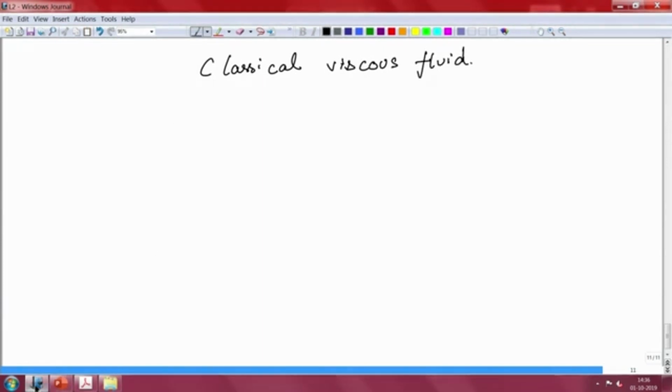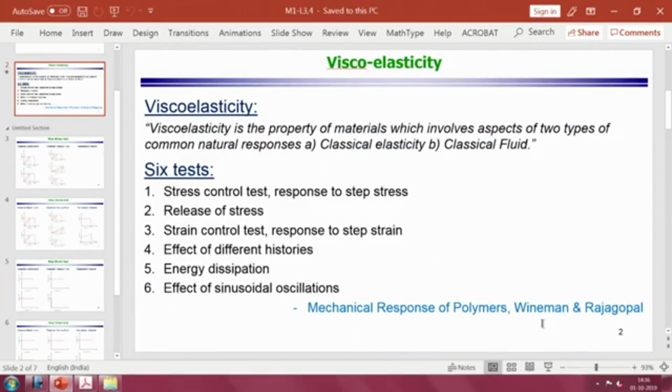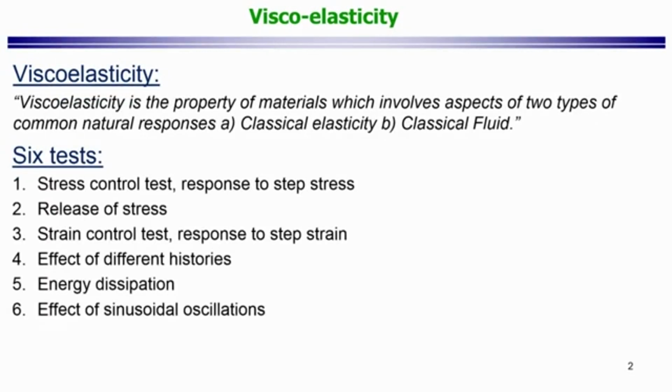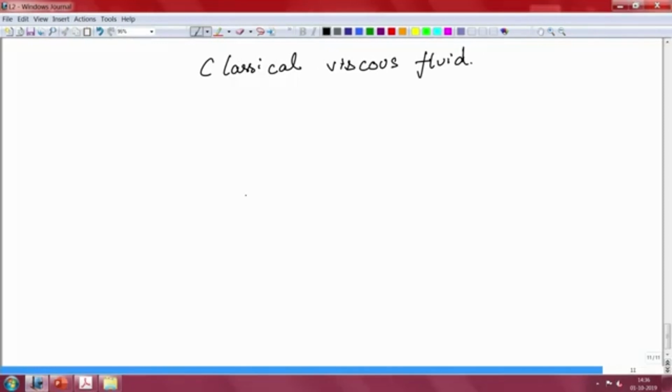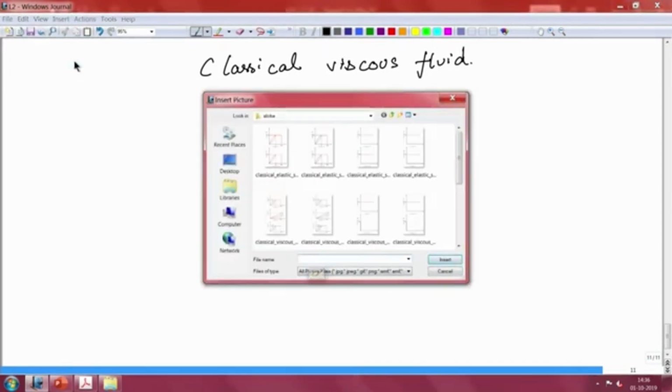Last time we had introduced the 6 different tests, and we had looked at details for that. The first test is the stress control test, then the release of stress, and the third one is the strain control test. So, let us look at these 3 for a viscous fluid. Once again, we have already in a sense conducted the experiment, and I have already drawn for you what the response should be. So, we will use that here.